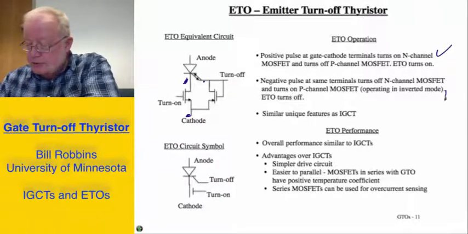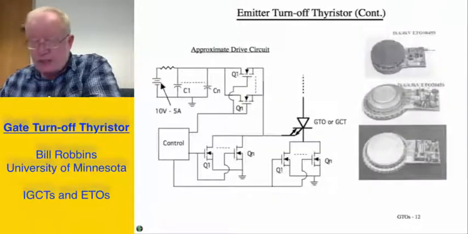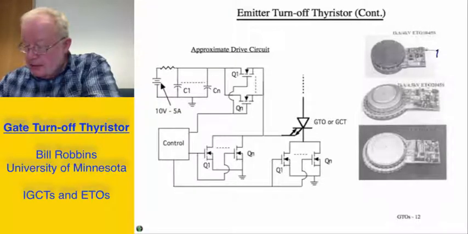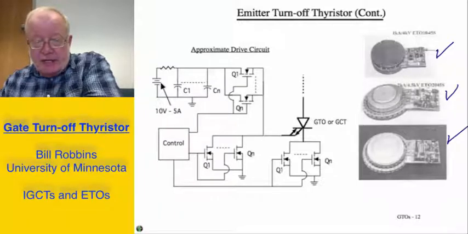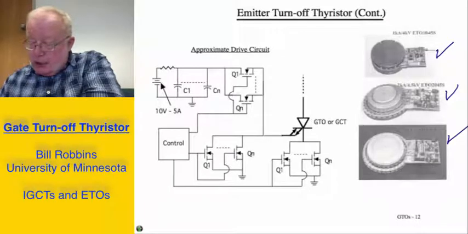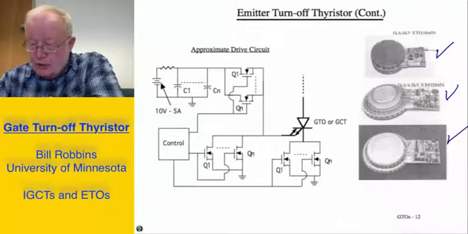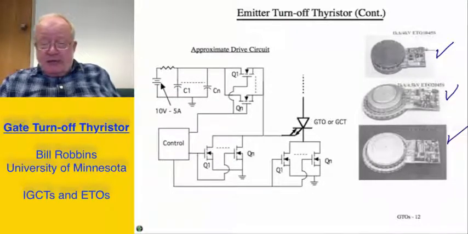Here are several examples of commercial devices. And I need to go to the next slide, of course. And here are the examples I was talking about. The approximate drive circuit is shown, one part for the turn on, one part for the turn off. And in general, turn on and turn off times of 10 microseconds or well under that. And so these devices are able to go to somewhat higher switching frequencies than a standard GTO.